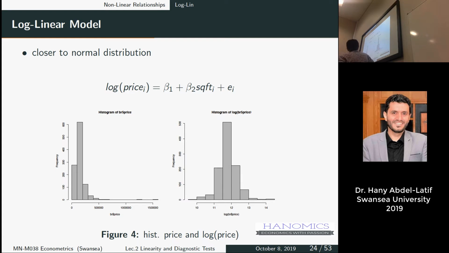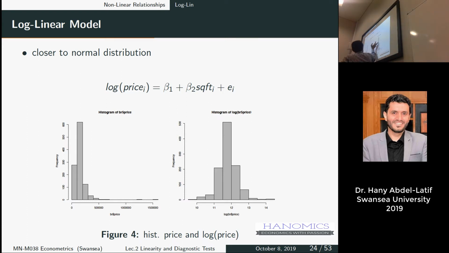Look at the distribution of the dependent variable. Here is the price of the houses, and this is the log of housing prices. Do you remember why we usually use log in the dependent variable on the left-hand side? Do you remember I said that? To make it closer to the normal distribution. This is normally distributed.